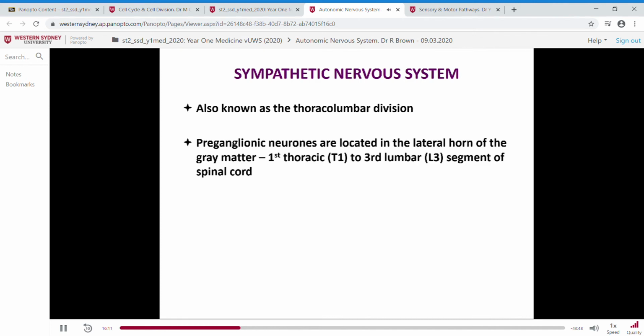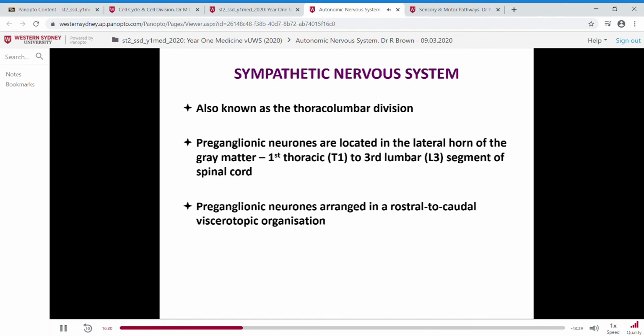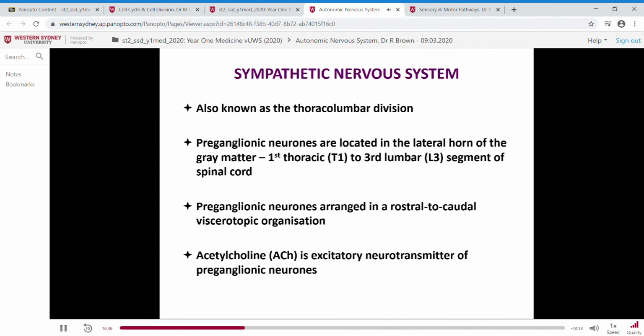So the preganglionic neurons are located in the lateral horn, as we said, of the grey matter, from the first thoracic to the third segment of the spinal cord. Again, depending upon what you read, it will be down to L2 or L3. Alrighty. They're arranged in a rostral to caudal viscerotopic organisation. That just means rostral is nose and caudal is tail, so it's arranged according to the tissues that it innervates. And acetylcholine is an excitatory neurotransmitter of the preganglionic neurons in the sympathetic system.